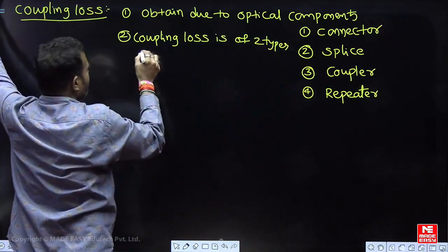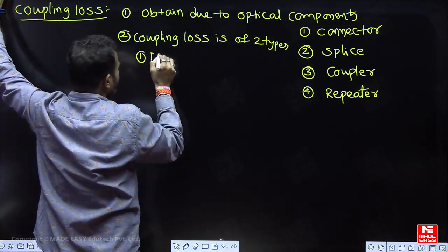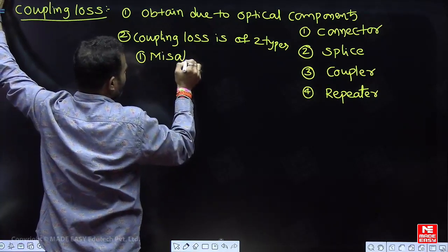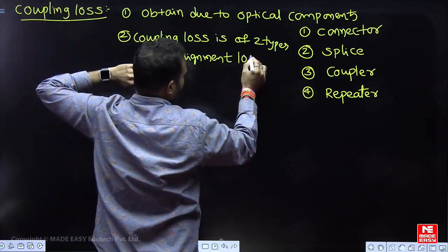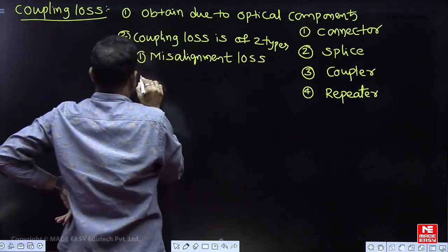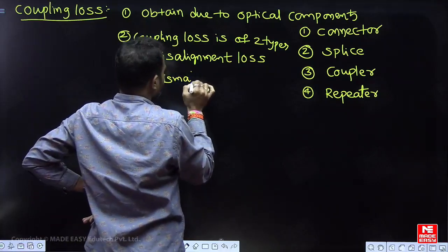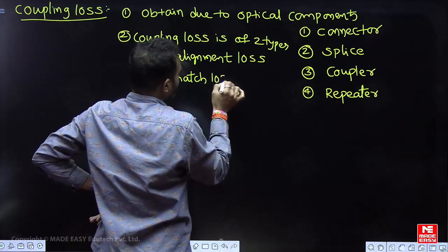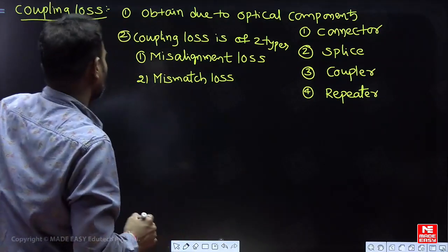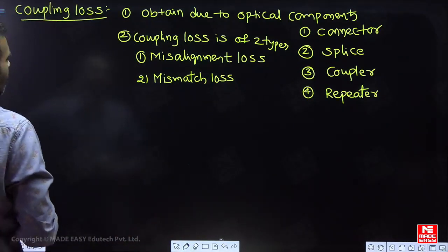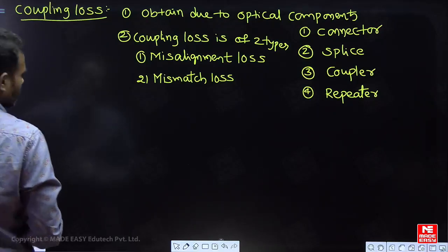The first coupling loss is called misalignment loss, and the second coupling loss is called mismatch loss. So one is misalignment loss, the other is mismatch loss, which together are called coupling loss. Coupling loss is of two types: misalignment loss and mismatch loss.